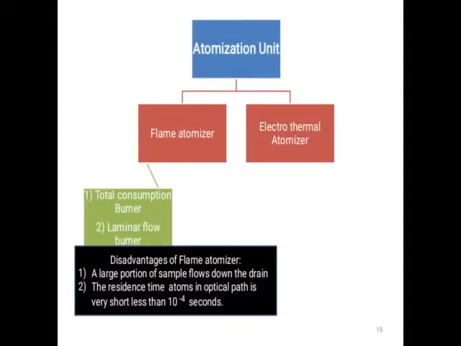So we have seen the radiation source. In the radiation source there are two: electrodeless discharge lamp and second one hollow cathode lamp. Now we are moving to the next part, that is the atomization unit. It consists of two atomizers, either flame atomizer or electrothermal atomizer. This flame atomizer is either total consumption burner as well as the laminar flow burner.